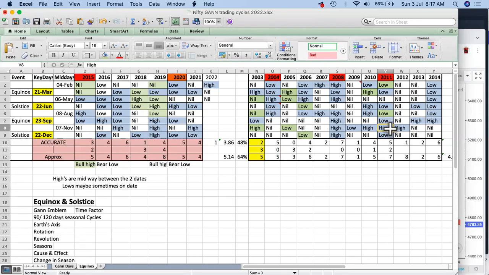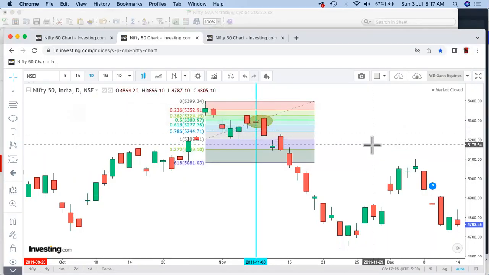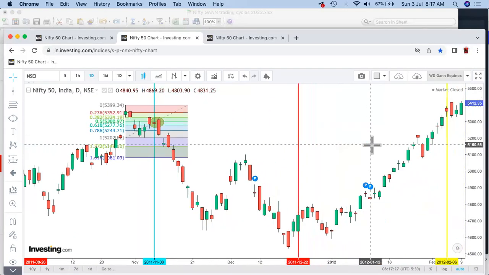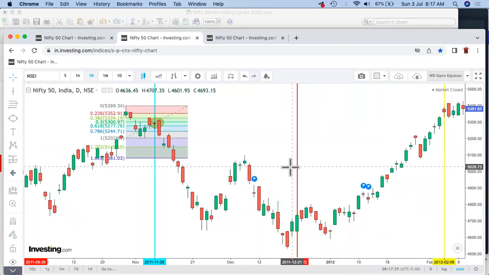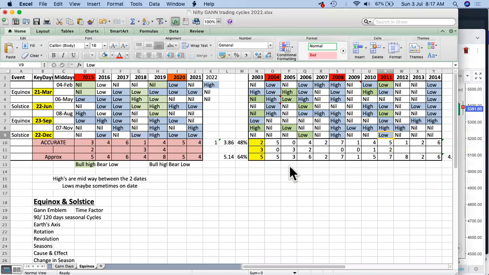All right, this point is high, and next point comes to 22nd of December. We'll go to 22nd of December. 22nd of December falls within 2 days per view. So that's why it has been a low, and we mark it as a low, right? So we have got 1, 2, 3, 4, 5 days of accurate dates and 2 dates of approximate dates. So that makes it 7, right?